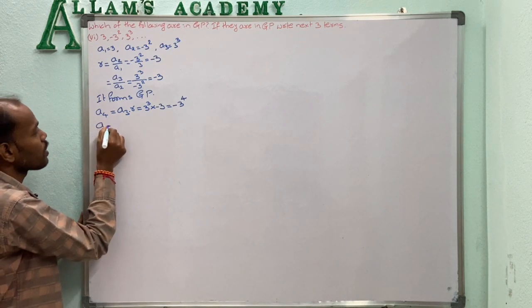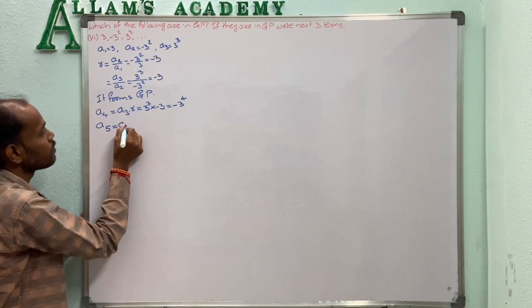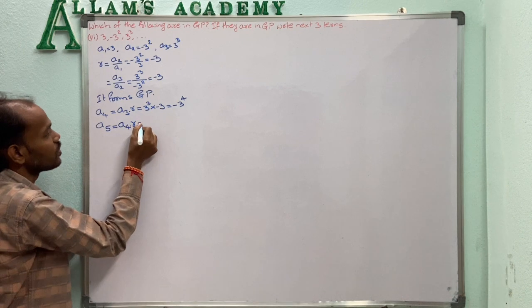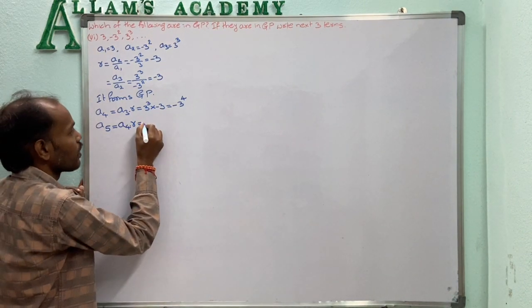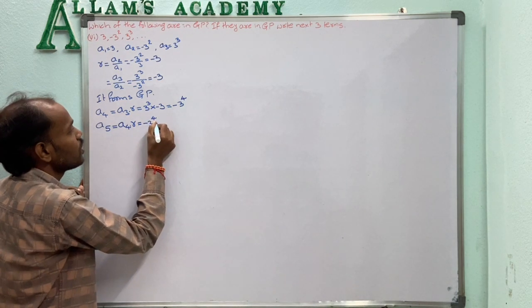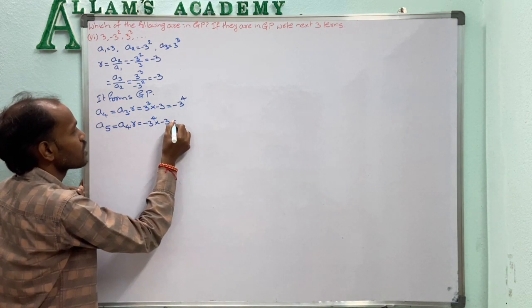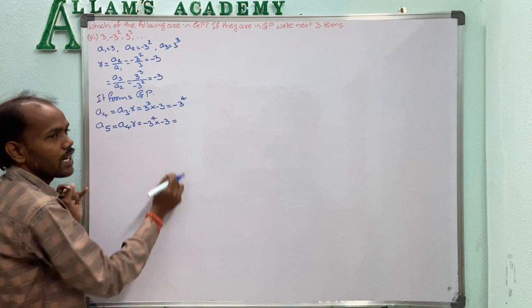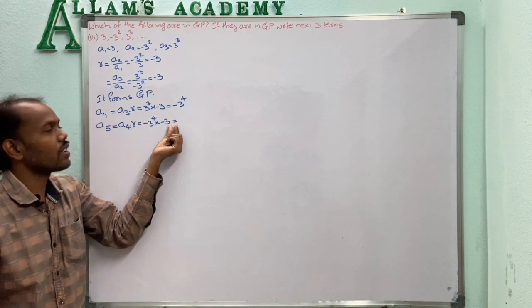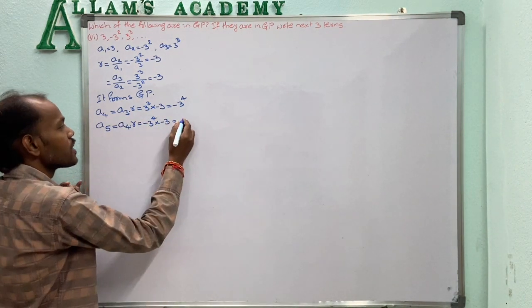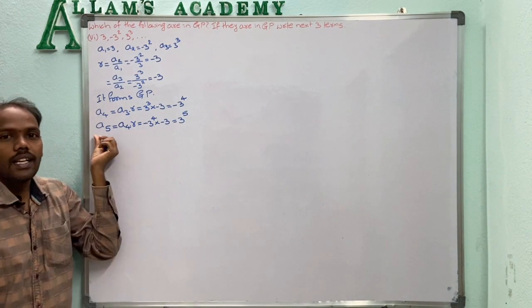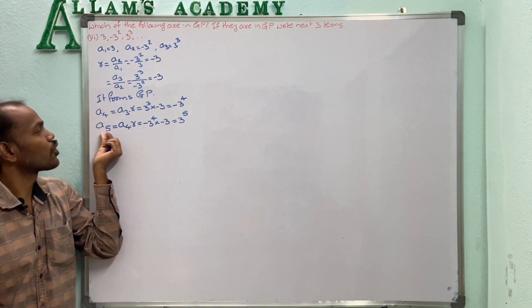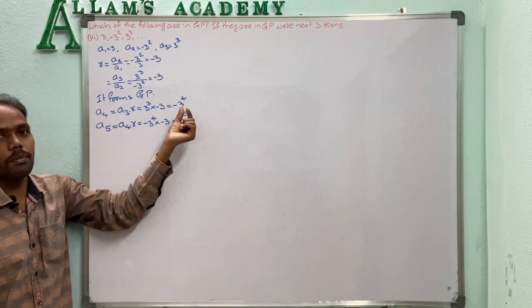Now the fifth term A5 is equal to A4 into r. The fourth term is minus 3 power 4 into r. The common ratio is minus 3. So minus into minus is plus, 3 power 4 into 3 power 1, that means 3 power 5. So the fifth term of the geometric progression is 3 power 5.